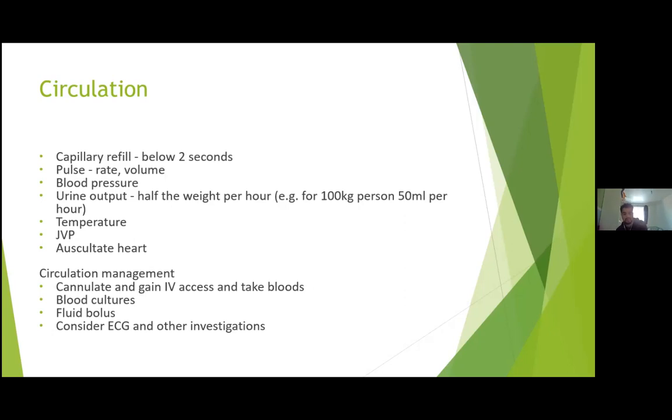It's very important to gain IV access and take some bloods, that sort of thing. You could do an ECG as well at this point, and as I mentioned on the previous slide, you could do an ABG if you think the patient is desaturating and needs one. You could do an ABG at this point as well. So that's circulation.